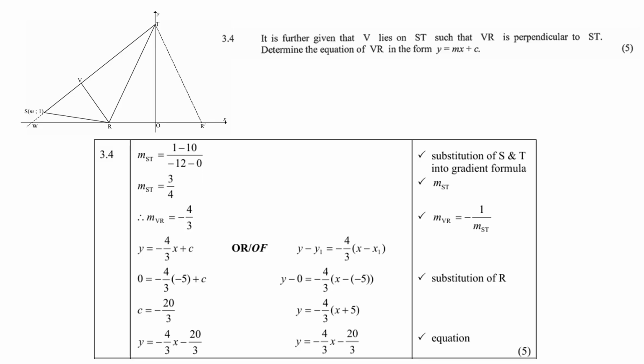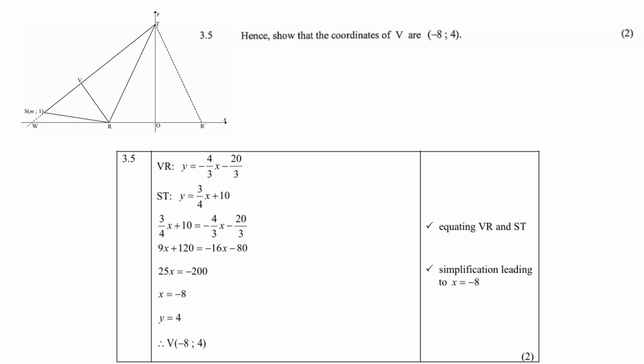Then substitute y is 0, x is -5, and then you get c, which is -20/3. And now you can replace c with -20/3, and the final answer is therefore y equals -4/3 x minus 20/3. 3.5, hence show that the coordinates of V will be (-8; 4).